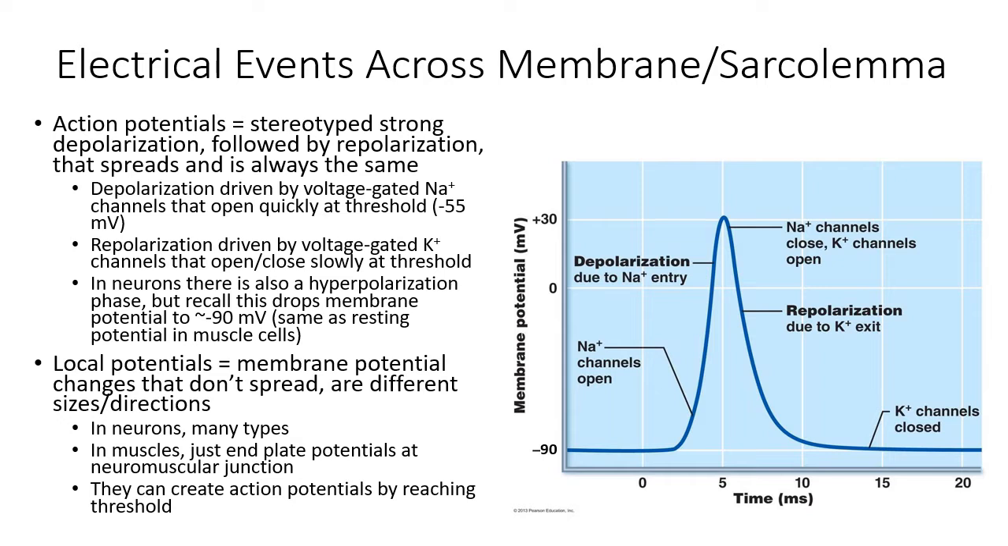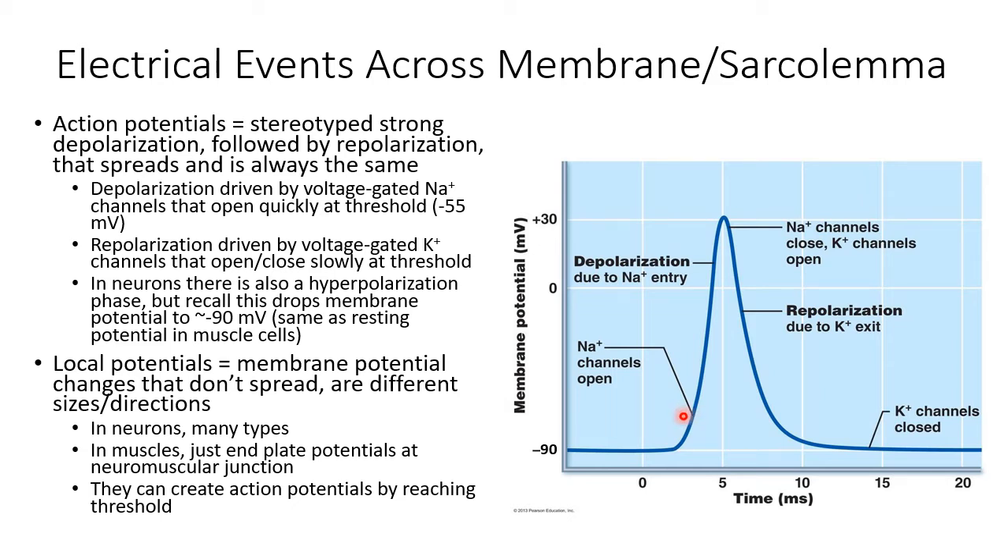So in your muscle cells, the action potential actually looks a little bit different. You don't have a hyperpolarization phase. You have a depolarization phase and a repolarization phase only. And that's because the membrane potential is lower at rest in your muscle cells than in neurons. So for a muscle cell action potential, you start at your resting membrane potential of negative 90 millivolts. Then something will happen to depolarize a cell to a threshold of negative 55 millivolts.